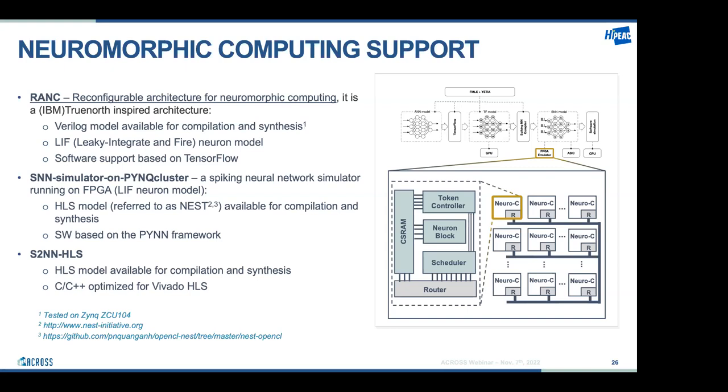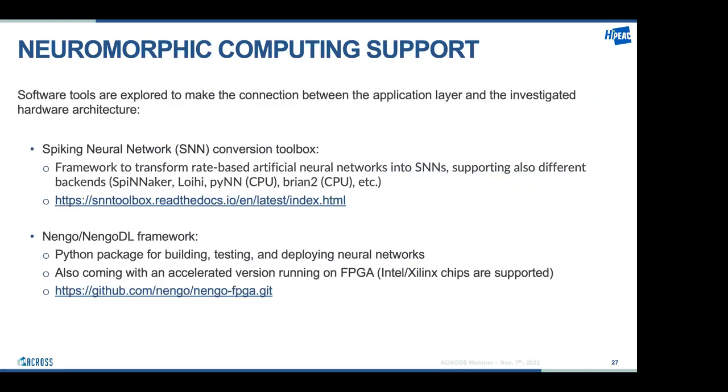There are other solutions we considered, but they appear to us less mature than RANK. On the software side, we considered at least these two toolboxes. On one side, Nengo, that also comes with an accelerated version running on FPGA. So we are trying to combine this framework with the execution on RANK, and also the spiking neural network conversion toolbox, which supports a lot of backends, and which we are trying to port to the RANK architecture.